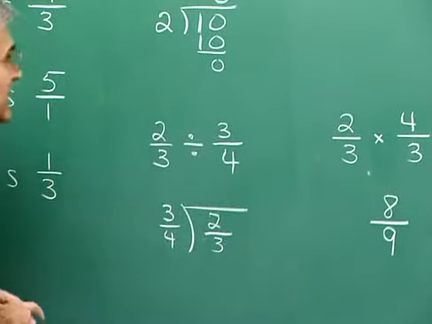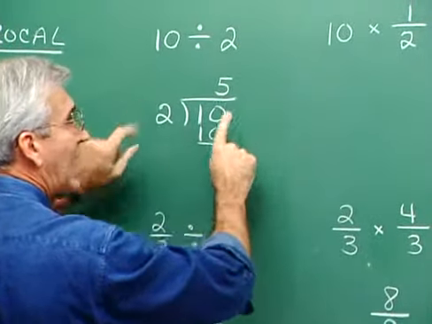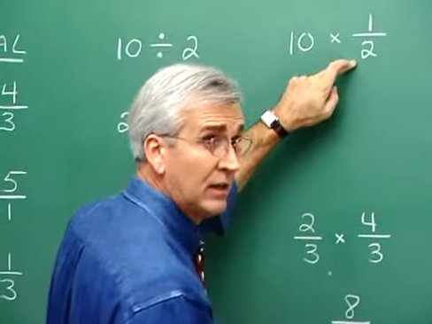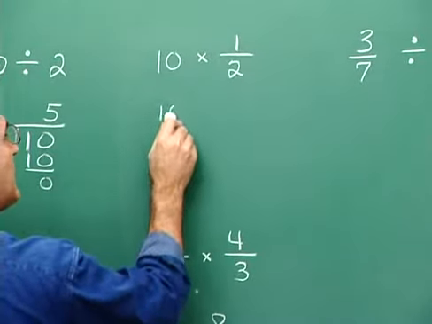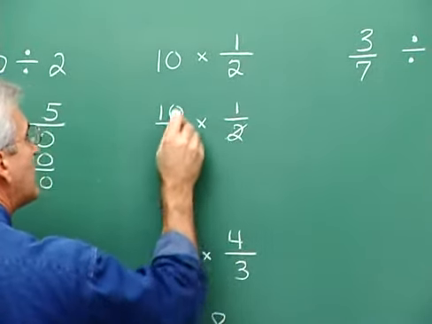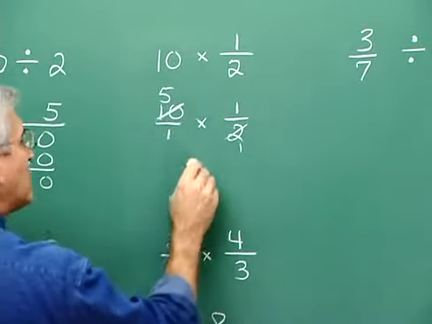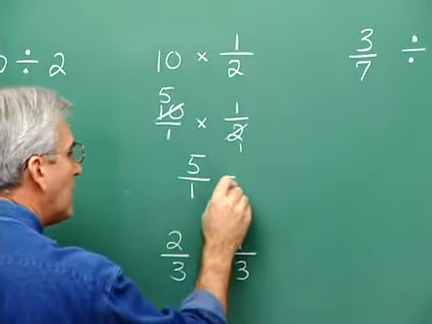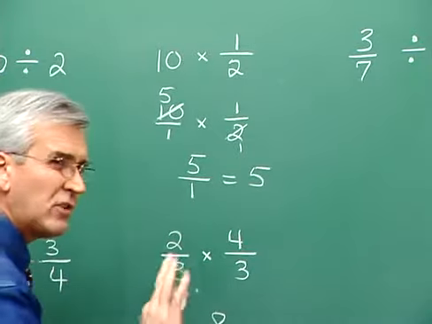We use this idea. Now, 10 divided by 2 we know is 5, but it's also true that 10 times 1/2 is also 5. And here's why. It's 10/1 times 1/2, and the 2 and the 10 cancel. 2 into 2, 1, 2 into 10, 5. 5 times 1, 5. 1 times 1, 1. 5/1 is 5. So we get 5 for the result of both of these, and it's no accident.